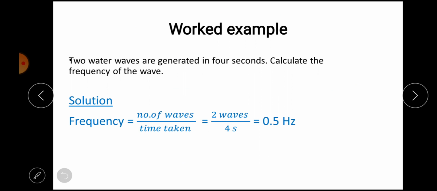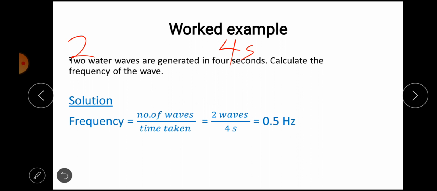Another example: 2 water waves are generated in 4 seconds. Calculate the frequency of the wave. Frequency is the number of waves over the time taken. We have 2 waves over 4 seconds. We're going to get what?